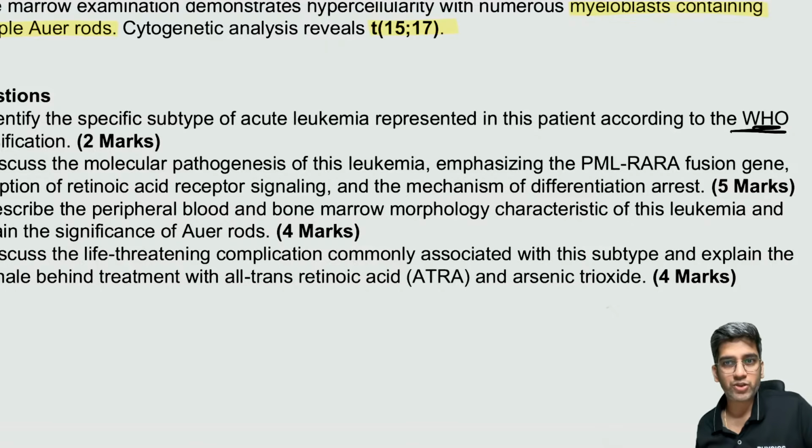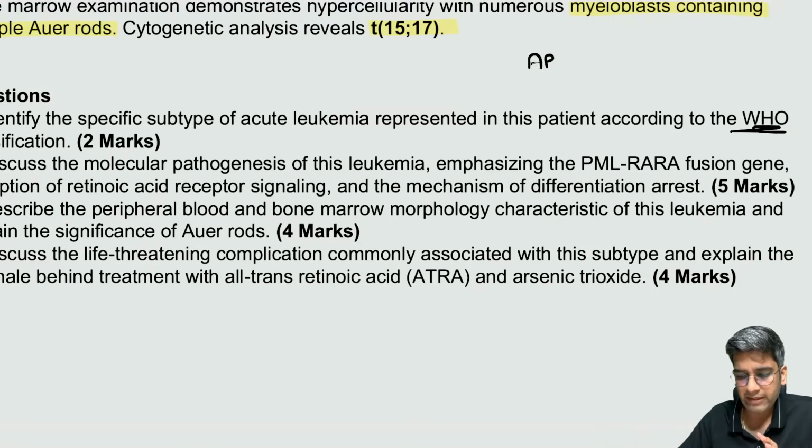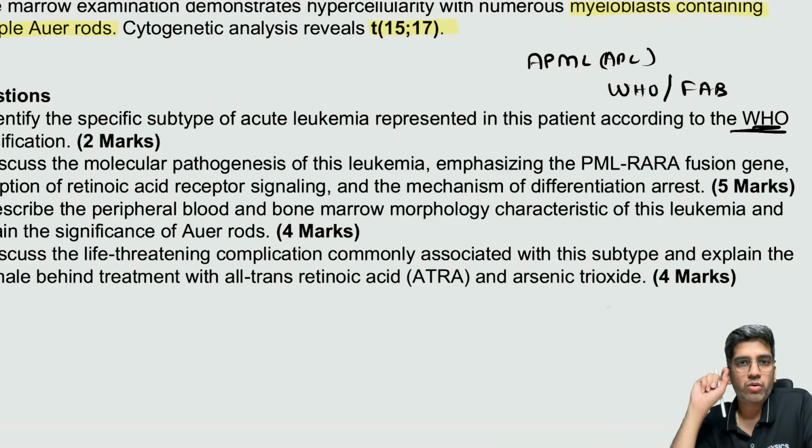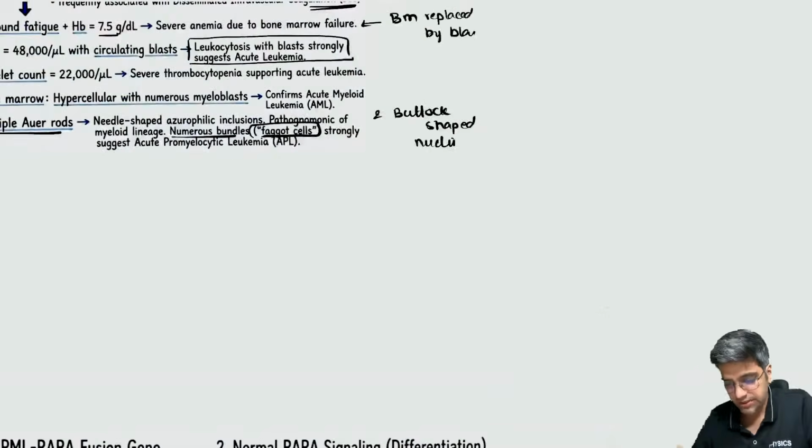Again, a simple question to you. I'm sure you should be able to answer this. Calling it APML, or acute promyelocytic leukemia, is this as per WHO classification or as per FAB classification, the French, American, British? How do you classify APL, as WHO or FAB? AML M1, AML M2, AML M3, AML M4, everything is FAB classification, right? In WHO classification, we call this simple.